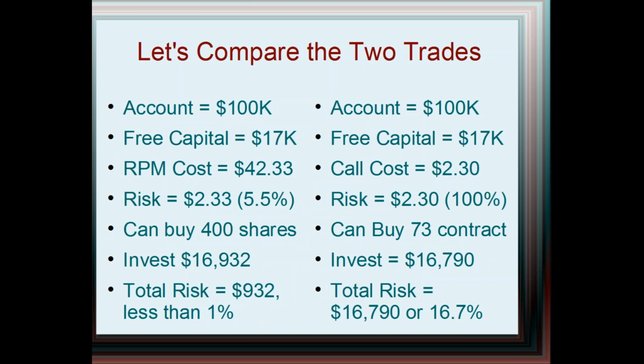Okay, so let's do a side-by-side comparison. On the left, we're talking about the married put. So if I had an account of $100,000, and in that account, I had $17,000 worth of free capital to trade. Well, the total cost of the married put, stock plus put combination, would be $42.33. I'm risking $233, or 5.5% of what I invest in this trade.